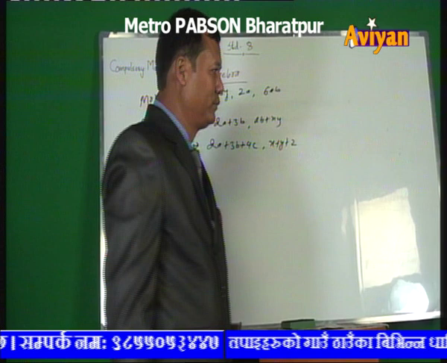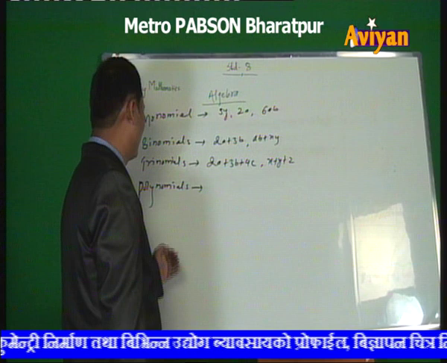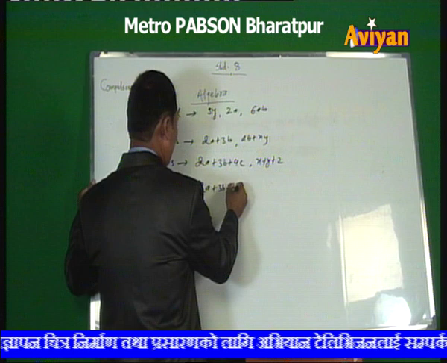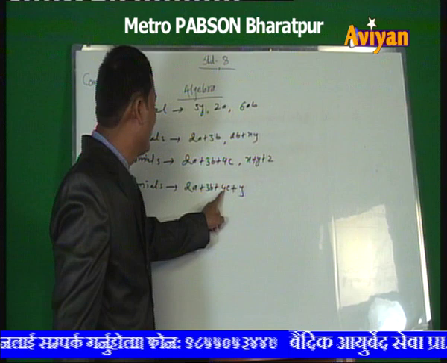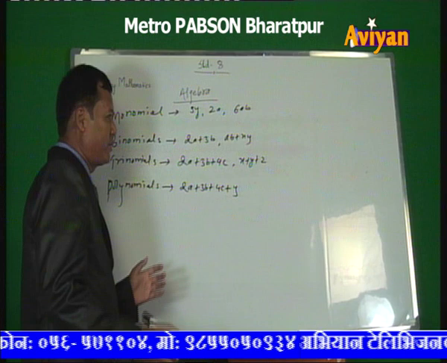Next. Polynomial, an expression with more than three terms. An expression with more than three terms is a polynomial expression. 2a plus 3b plus 4c plus y. 1, 2, 3, 4. How many terms are here? Here are 4 terms, so it is a polynomial expression. Everybody, students, listen once more please.